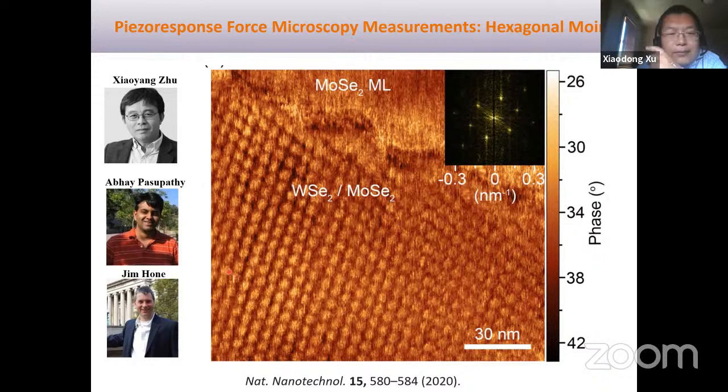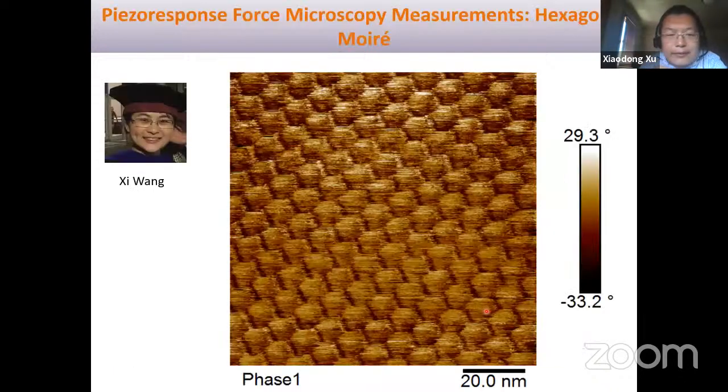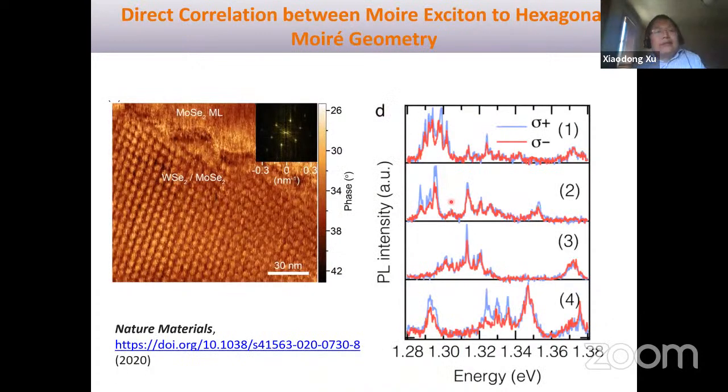First, what Abe developed is called piezo response force microscopy, and with this technique we can image the samples before the measurements. Here the sample really shows this hexagonal lattice, and we also did the same thing in our own lab, and we see these beautiful hexagonal Moiré superlattice structures. With such samples, we can perform polarization resolved measurements, and indeed they observe narrow lines with circular polarization. This is consistent with what we did in our samples.